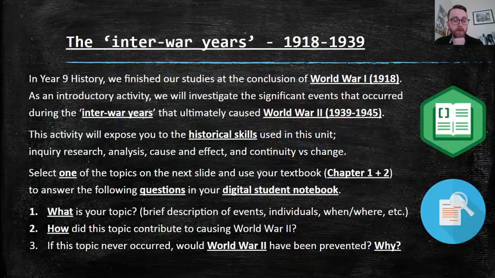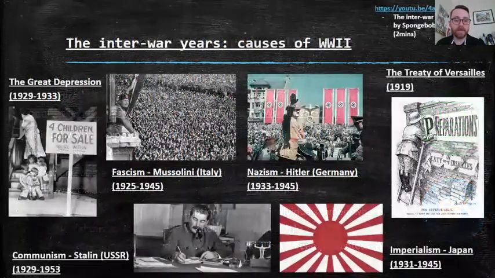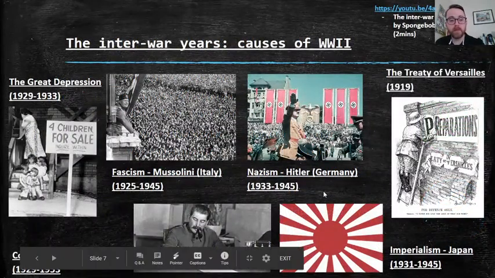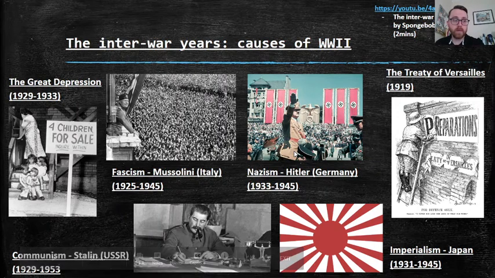Question 3, if your topic never occurred, would World War II have been prevented? Why do you think that? So there's no wrong answer here. It's really a yes or no question, or a maybe question. Again, I'm only expecting one or two sentences. In your personal opinion, that's what I'm after. There's no textbook answer for question 3. It's your personal opinion. After you study imperialism in Japan, or after you study Nazism in Germany, do you think that World War II would have been avoided if that didn't happen? So you've got three questions there.